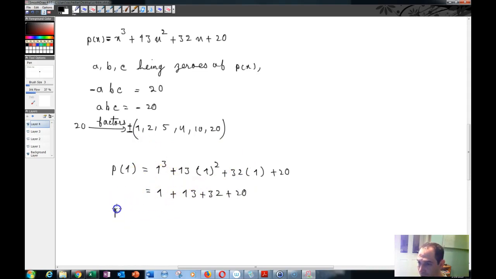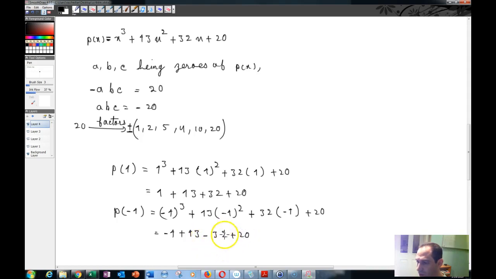So this is not the one that I'm looking for. P of negative 1 is equal to negative 1 cubed plus 13 times negative 1 squared plus 32 times negative 1 plus 20, which is equal to negative 1 plus 13 minus 32 plus 20, and that's equal to 20 plus 13 is equal to 33. 33 minus 1 is equal to 32, minus 32 is equal to 0. So negative 1 is a 0.